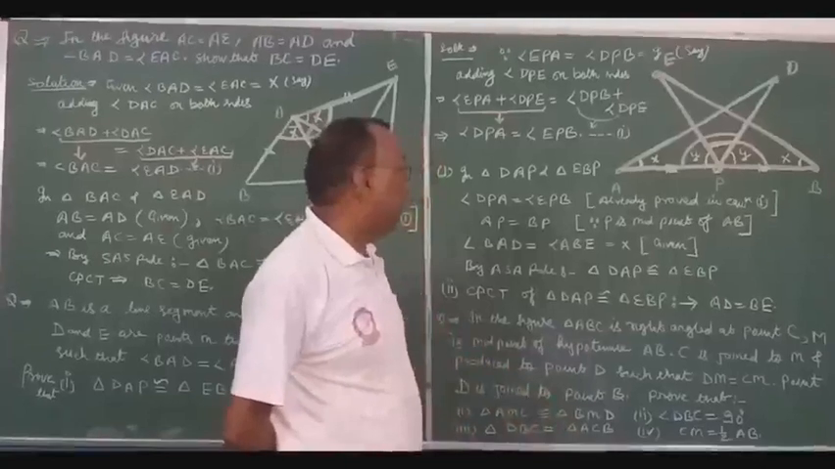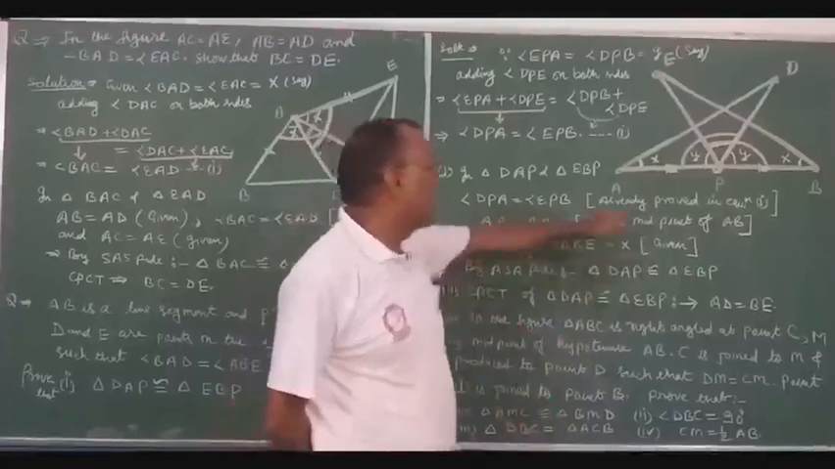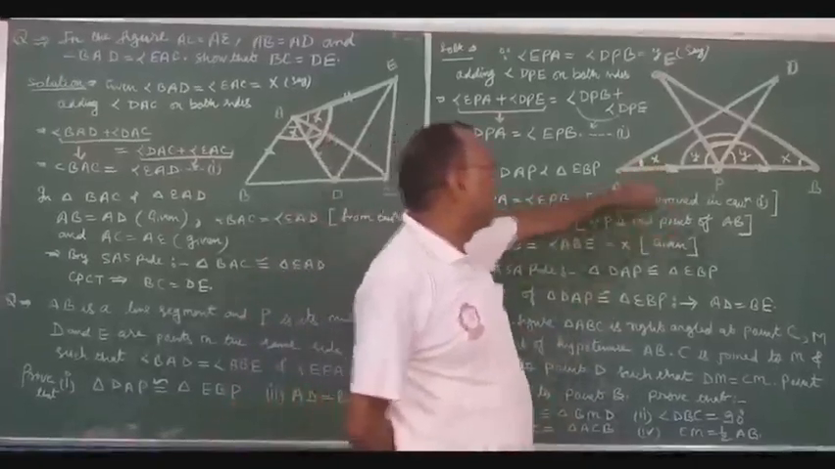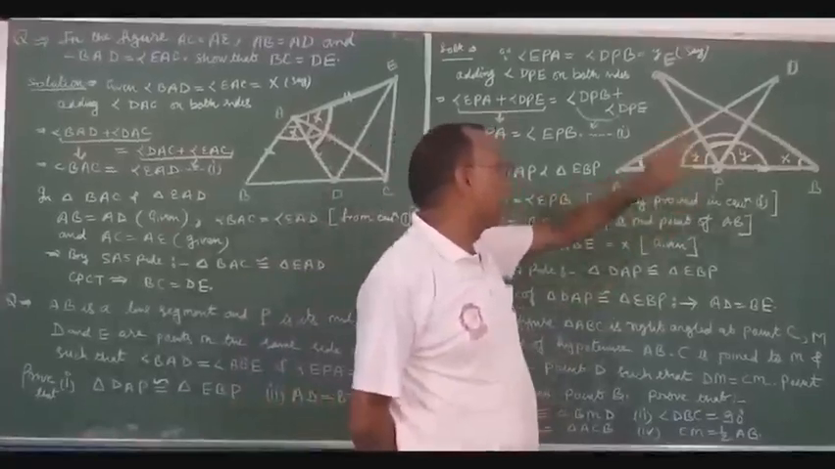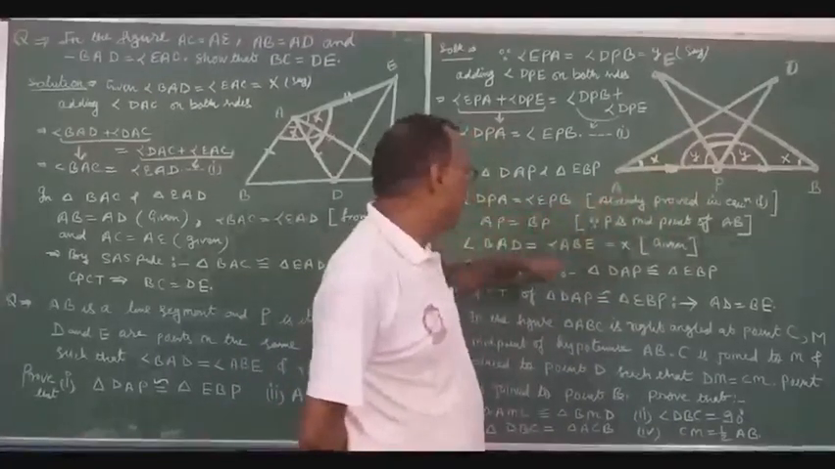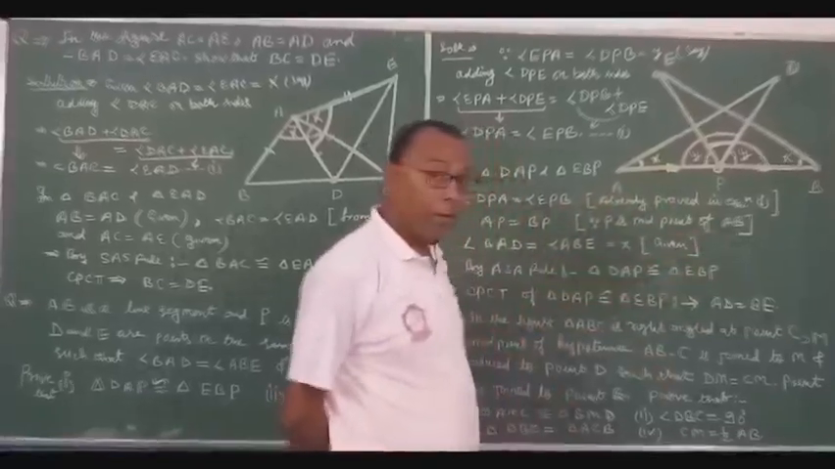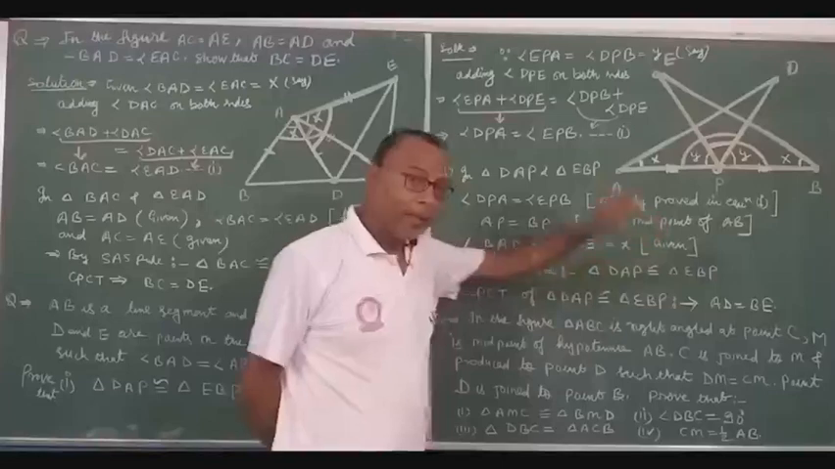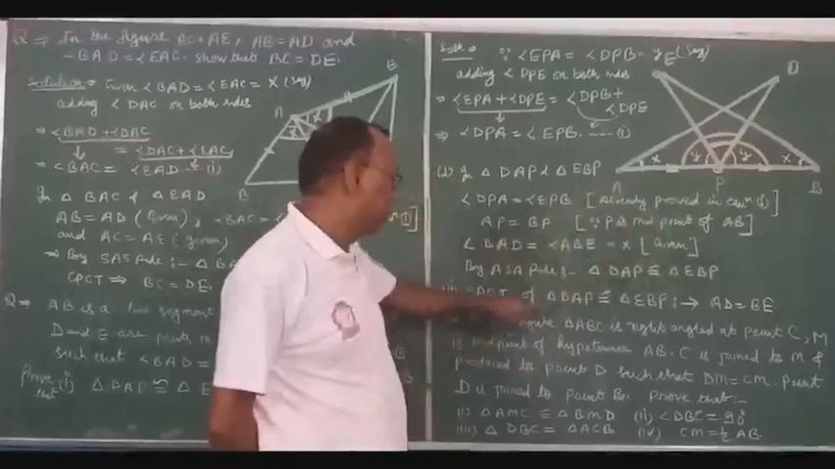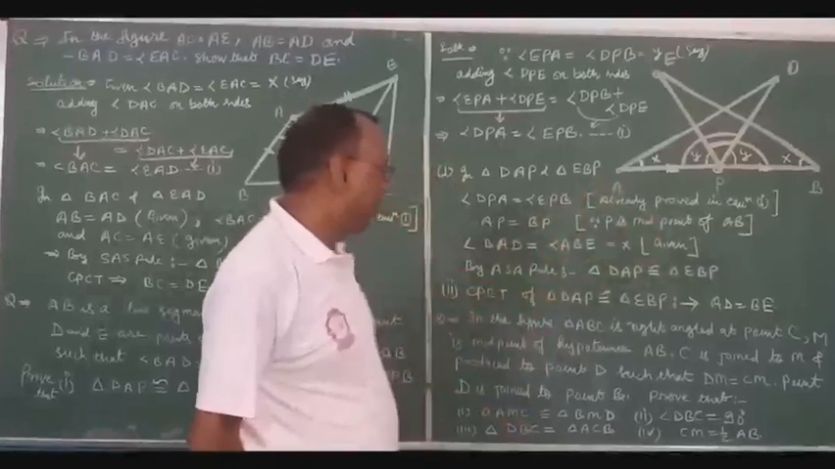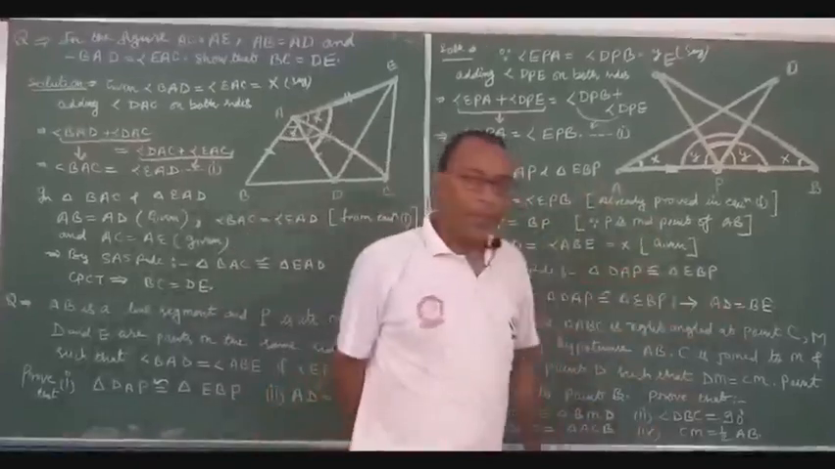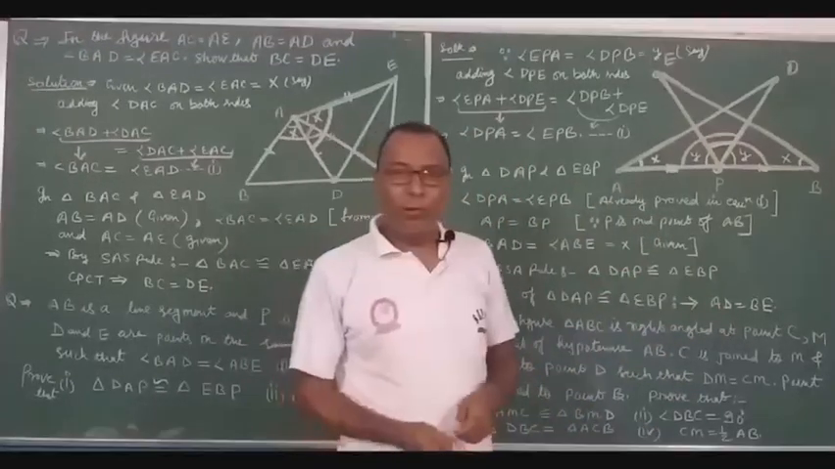By ASA rule, this angle X was here, this side AP was there, and this Y was there. Okay? So these two triangles are congruent. Now by CPCT of these two triangles, what will happen? AD is equal to BE.